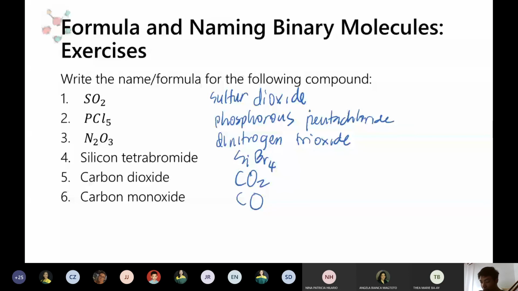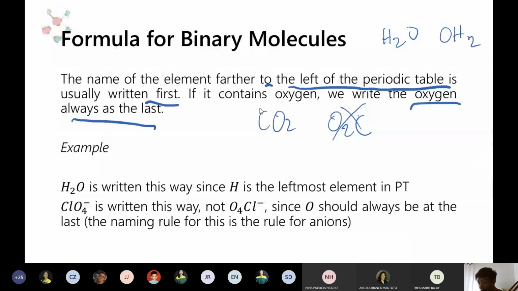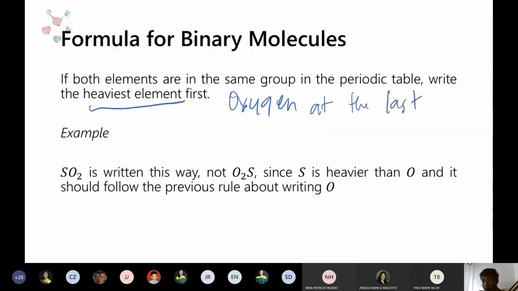Again, balikan lang natin in summary. Summarize natin. Okay, so formula in writing binary molecules, always the oxygen are written at the last. Last sila parati. Kumbaga sa Lewis structure, sila yung terminal atoms parati. I don't know if nakapag-Lewis structures na kayo, pero yan. Nasa dulo sila parati. The element on the leftmost side of the periodic table is usually written first. Pero yung oxygen always at the last. The heaviest element are also written first, no? And oxygen is always on the last pa rin, no? So, ganun, keep in mind na nasa dulo parati yung oxygen.